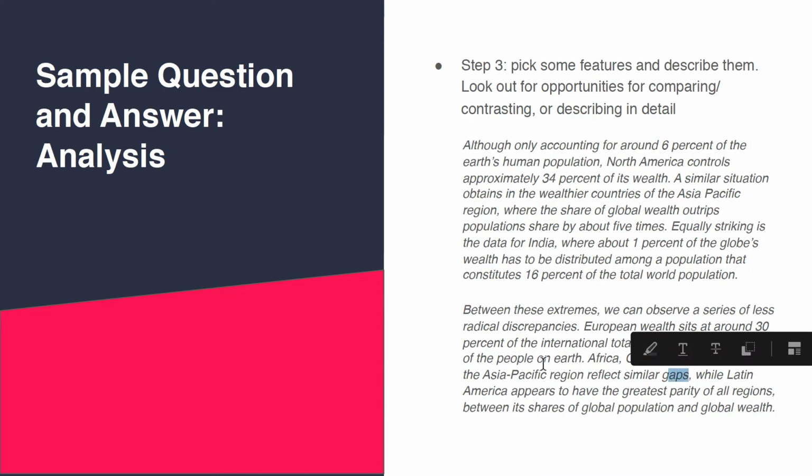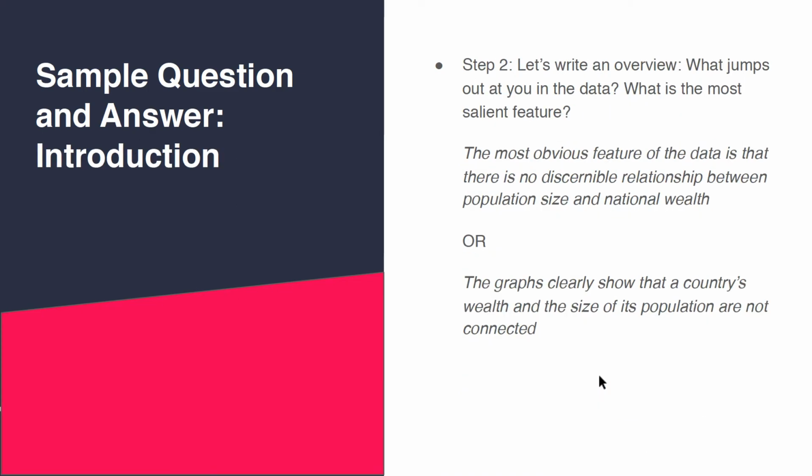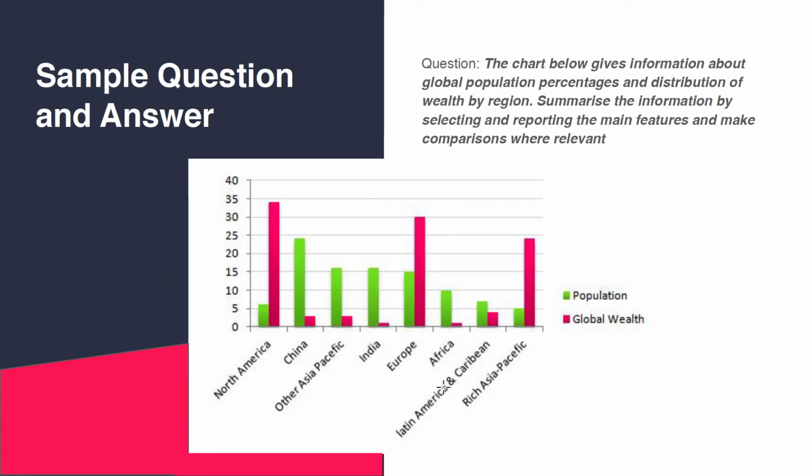So gap and discrepancy are words with a similar meaning. Those are synonyms. While Latin America appears to have the greatest parity of all regions between its shares of global population and global wealth. So I've chosen Latin America to finish off there because it stands out to me as the one that is the most equal.